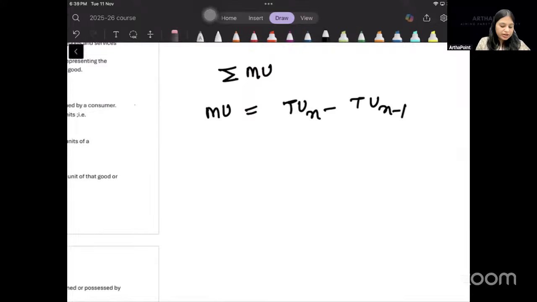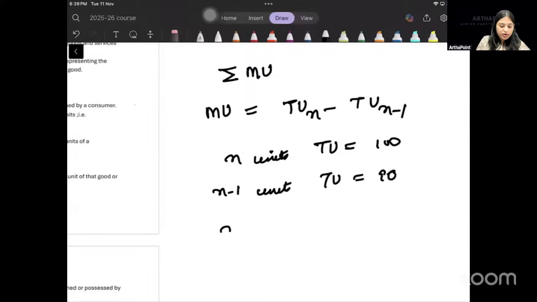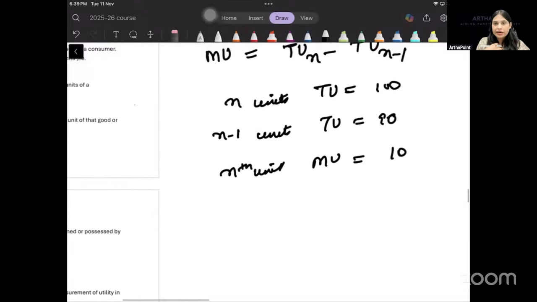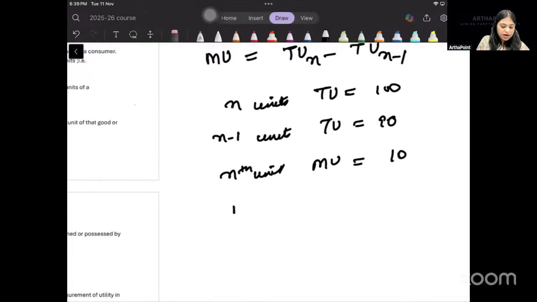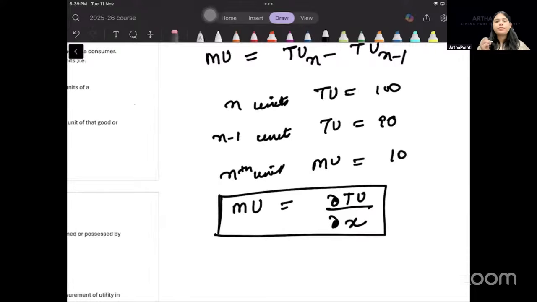ठीक है. तो अगर by consuming n units, my total utility is 100 and n minus 1 units, my total utility is 90, तो nth unit का marginal utility will be 10. इसी को अगर हम हमारे डिफरेंशिएशन में लिखें तो marginal utility is how total utility changes as we change the consumption of any commodity. Whenever we change the consumption of commodity, change in total utility is called as marginal utility.